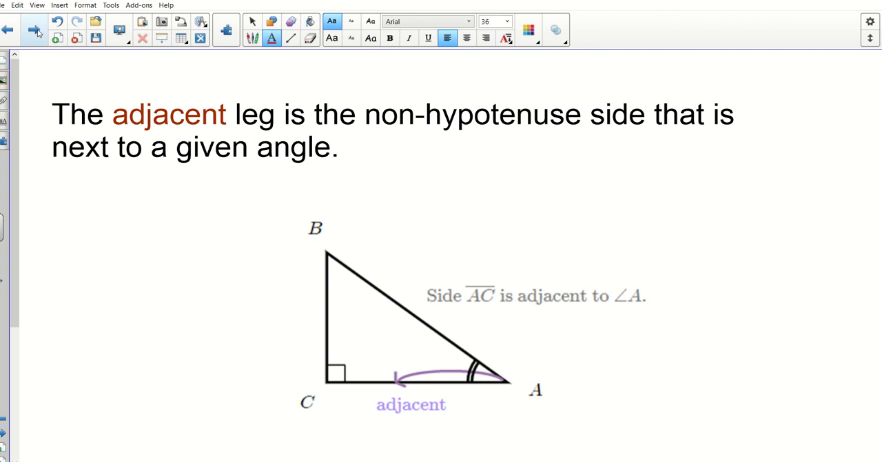This would leave us with one final side, and that is referred to as the adjacent leg. It is the non-hypotenuse side that is next to the given angle. Again, in this case, using angle A, side AC would be the side that is adjacent to angle A. The adjacent side is also the side that forms angle A with the hypotenuse. So your adjacent side and your hypotenuse will form your given angle.